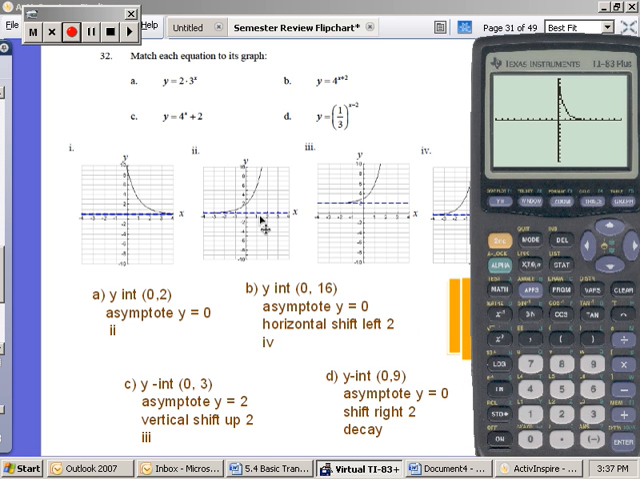Graph 1 matches with equation letter D. The y-intercept is 9. Anything raised to the 0 power is 1, and 1 minus 2 is 1/3 to the negative 2, so you flip the fraction, you get 9. The asymptote is 0 because I do not have a k value. It shifts to the right 2 places, and it's a decay.